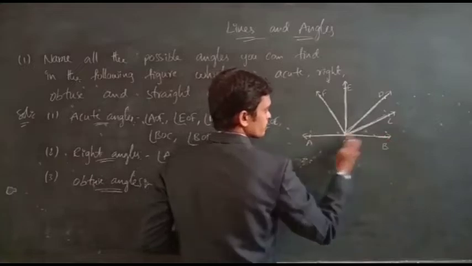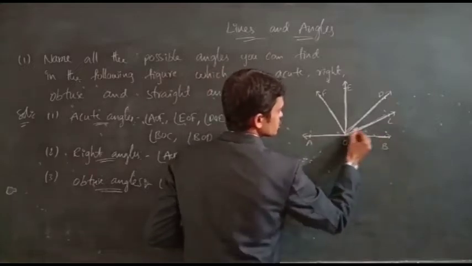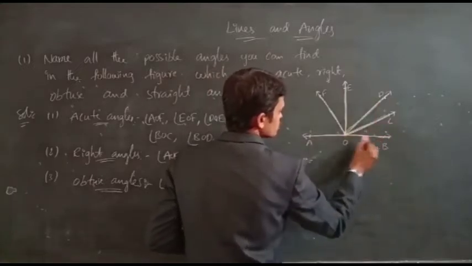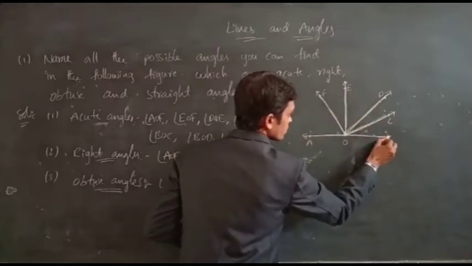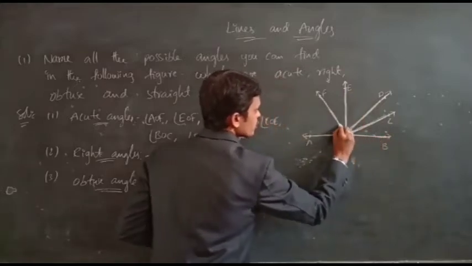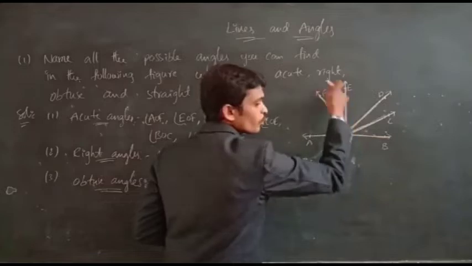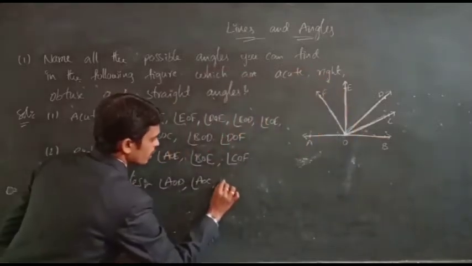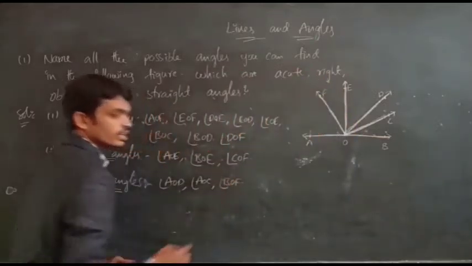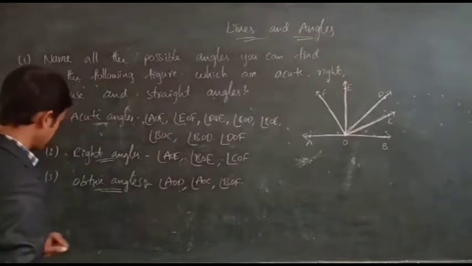Now look at it from this side. From this side, this is acute, this is also acute, this is right. Then yes, one more obtuse angle we are getting. What is that? Angle BOF. So angle BOF is one more obtuse angle.